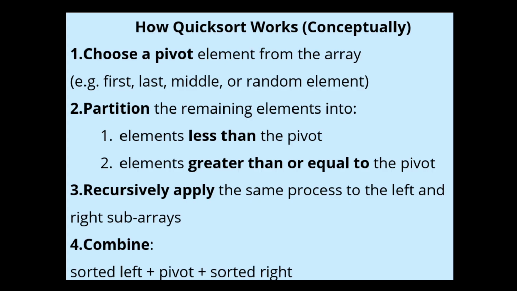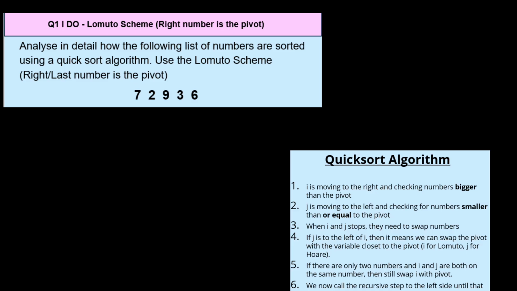Then we're going to have a partition, which means that when we choose our pivot, all the elements that are less are on the left side, and all the elements that are greater or equal to the pivot are on the right side. And then we have the recursive application. So we would then recursively call the left side and the right side. Now I'm going to demonstrate this using pointers. The pointers are going to be I, J, and a pivot.